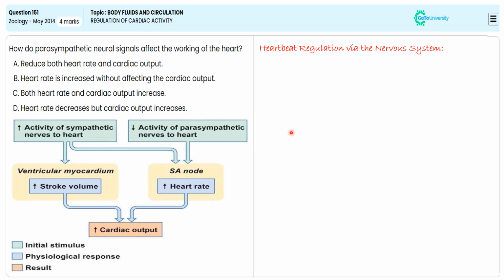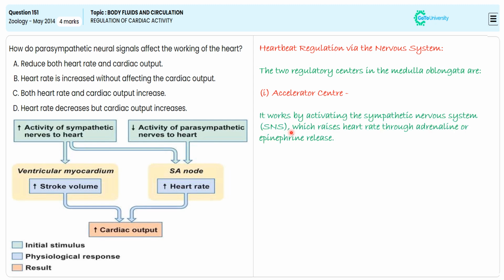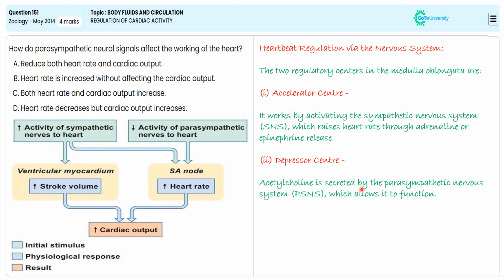The two regulatory centers in the medulla oblongata are the accelerator center, which works by activating the sympathetic nervous system, SNS, which raises the heart rate through adrenaline or epinephrine release. The depressor center acts because of the acetylcholine impact. That means acetylcholine is secreted by the parasympathetic nervous system, which allows its action in the neural tract.